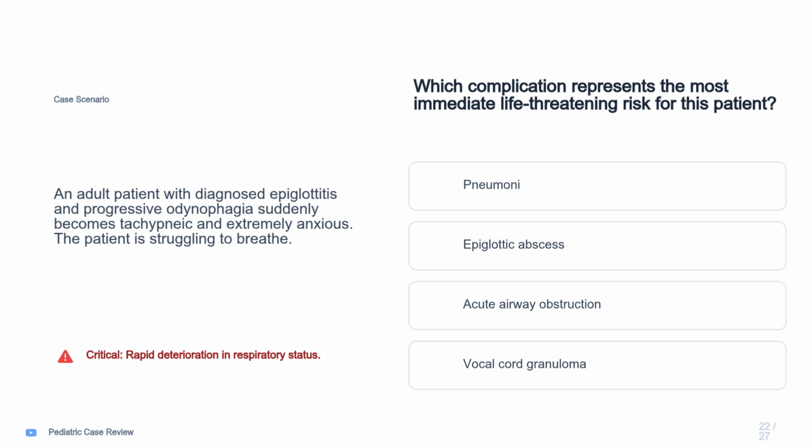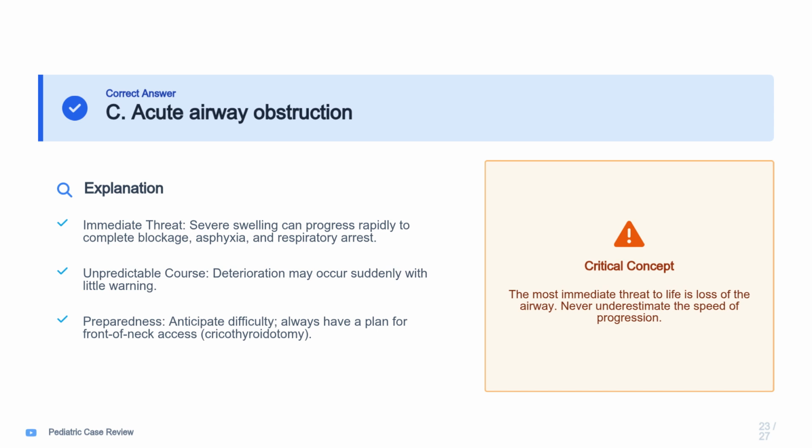Option A, pneumonia. Option B, epiglottic abscess. Option C, acute airway obstruction. Option D, vocal cord granuloma. Think about what can cause death within minutes. The correct answer is C, acute airway obstruction.